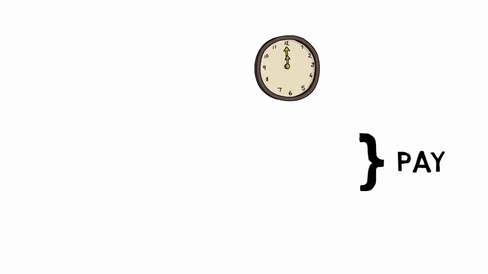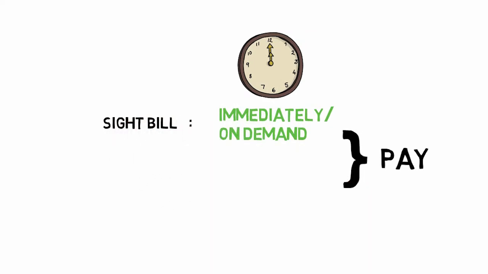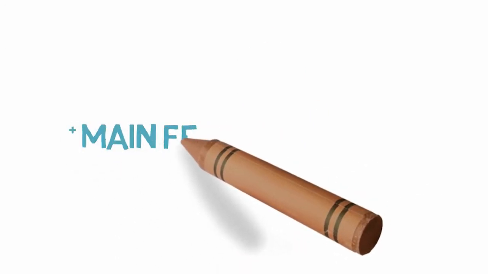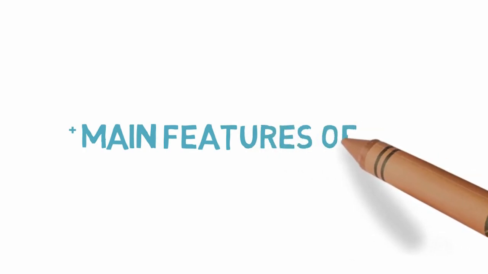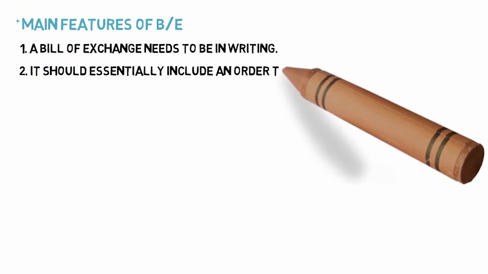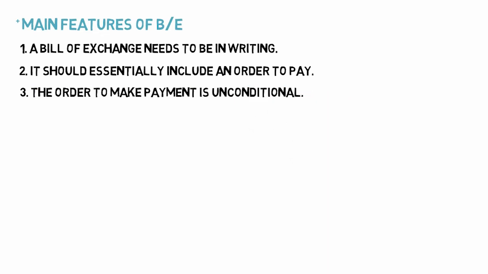If the funds are to be paid immediately or on demand, the bill of exchange is known as a sight bill. If they are to be paid at a set date in the future, it is known as a term bill. In short, the main features carried by a bill of exchange include: a bill of exchange needs to be in writing. It should essentially include an order to pay. The order to make payment is unconditional.